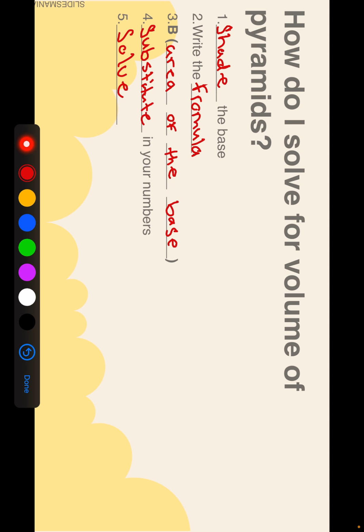Okay, so you're going to shade the base of your shape. You're going to write the formula, because depending on the shape, you're working with pyramids today. And then you're going to find the area of the base. Remember, the area of the base is going to be the formula for whatever shape the base is. And then, of course, you're going to substitute in your numbers and solve.